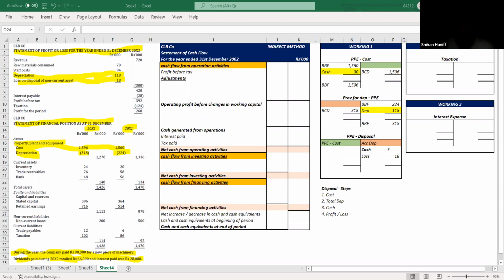Find the difference in the PPE account. So that is the cost of the disposed asset. Then difference in the provision account is the depreciation of the disposed asset. So take those two and you have the loss. Difference will be cash.